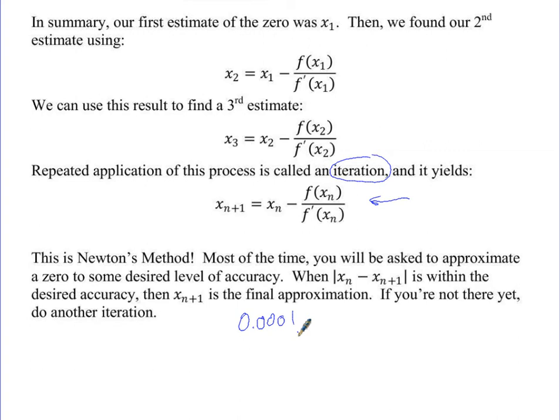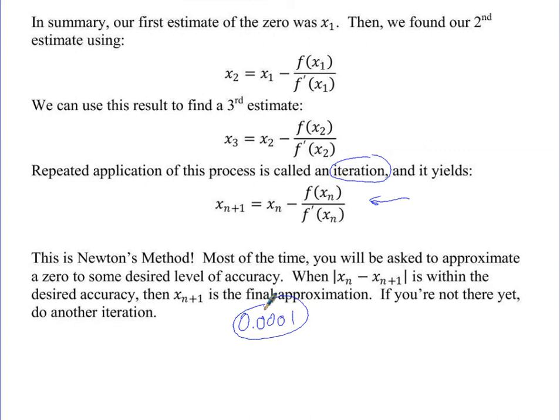And that's pretty accurate. I mean, that's accurate to 1/10,000th of a place, basically. That's really accurate. And you're going to see that this actually happens very, very quickly. Usually within 2 or 3 approximations you'll be done, because your answers will differ by less than that fast. So when the absolute value of x sub n minus x sub n minus 1 is within that desired level of accuracy that I just wrote here, then you're done. x sub n plus 1 is the final approximation.